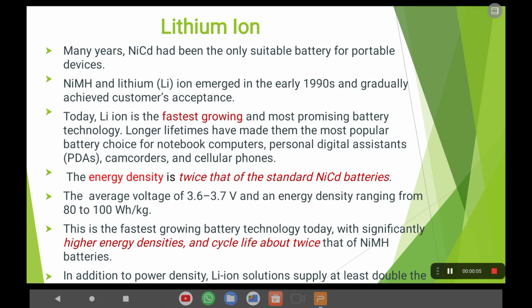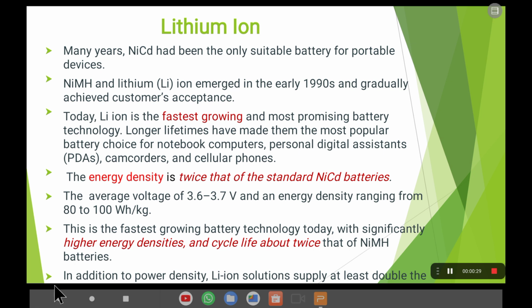In this video, we are going to see about lithium-ion batteries. In the last couple of videos, we discussed battery technologies, that is, nickel cadmium and nickel metal hydride. We will see the drawbacks of the nickel cadmium and nickel metal hydride batteries. So now we will see why we move on to lithium-ion batteries.